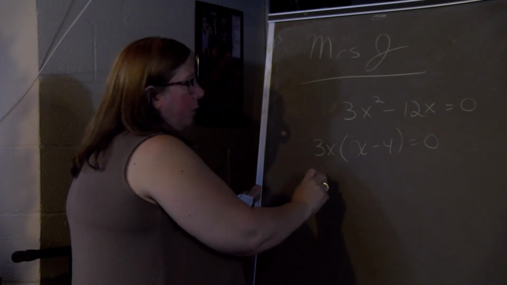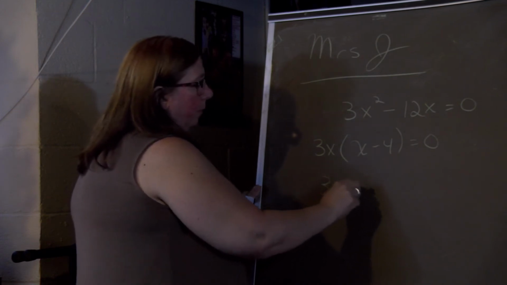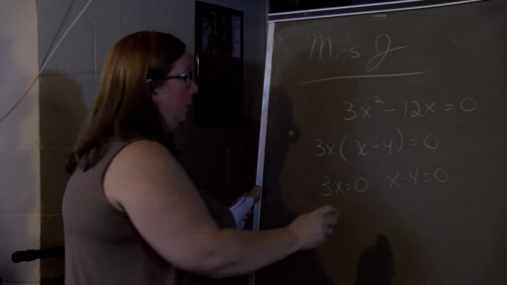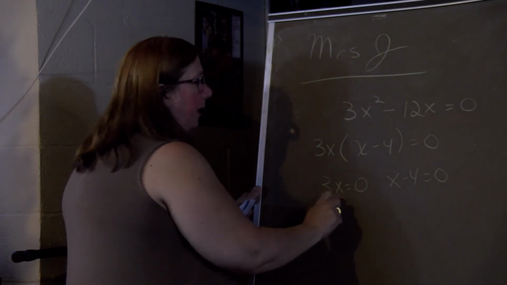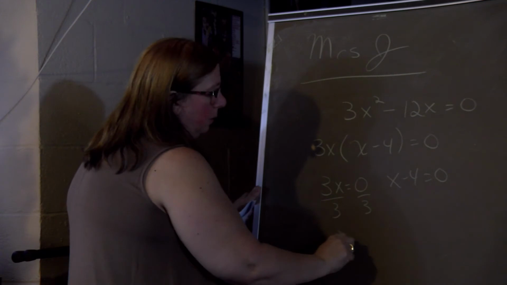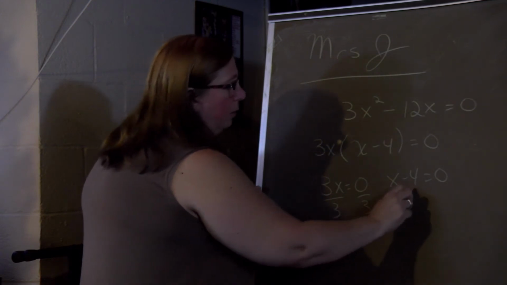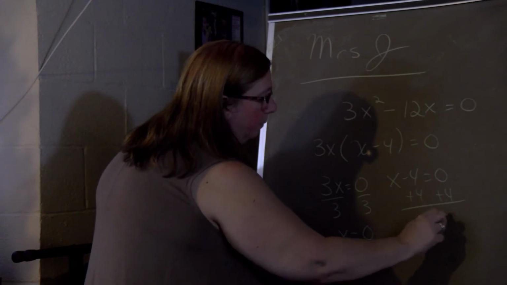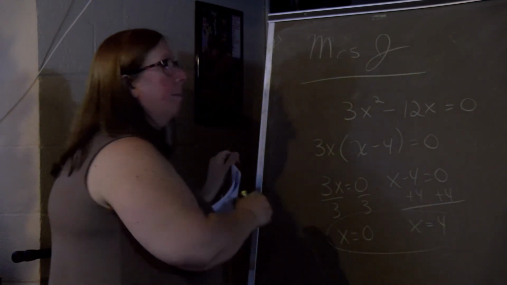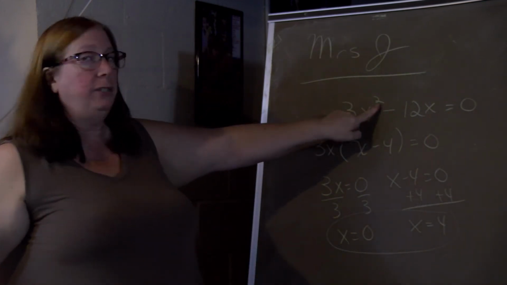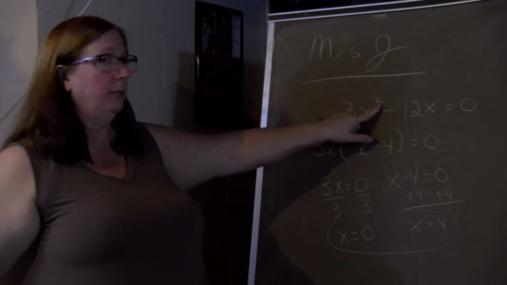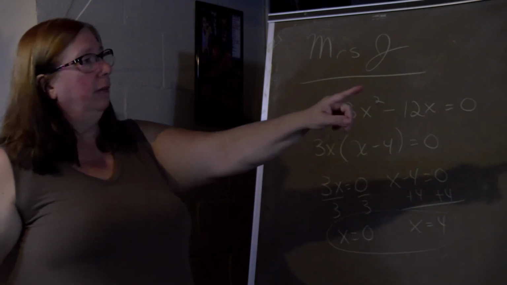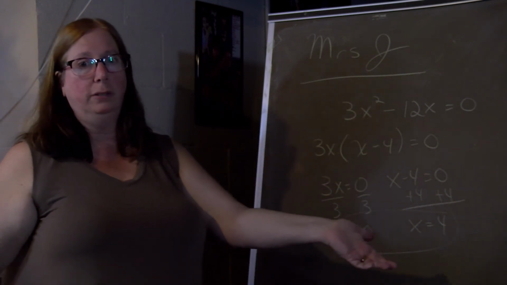Then you can set each quantity equal to 0. This one you need to divide by 3 to solve. And this one, just add the 4 to the other side. When you have degree 2, so the largest exponent is a 2, you usually have 2 solutions. If it's to the first, you have 1 solution.